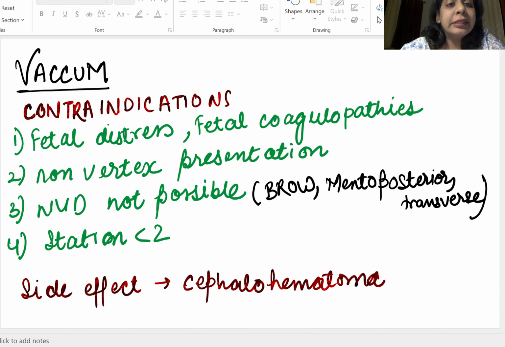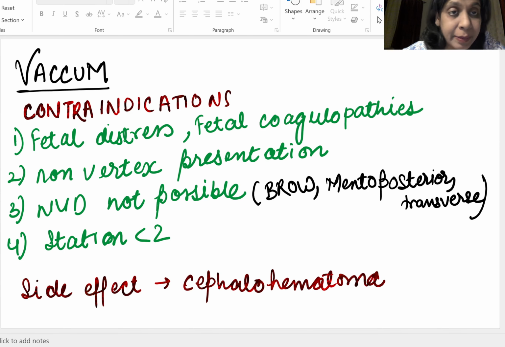Okay, and if we have to apply the forceps in the breech, we cannot apply vacuum. So vacuum can be applied only in the vertex presentation. In the non-vertex, for example in the breech and in the face presentation, mento anterior, if it is required, we cannot apply. So it is a must for the vacuum to have the vertex presentation.